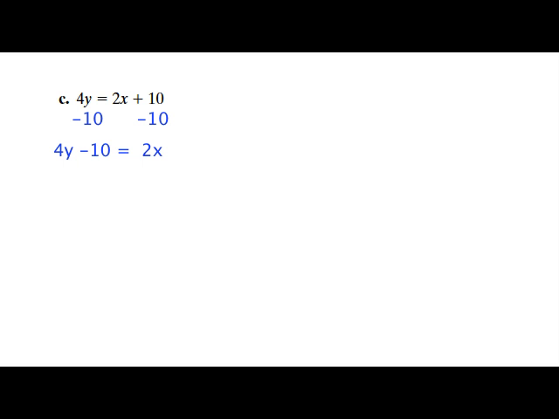Now we're ready to divide both sides by 2. On the right-hand side, the 2's cancel each other out and you're left with x. On the left-hand side, we have to do a little bit of math here. Both 4 and 10 can be divided by 2, so we need to simplify this. 4y divided by 2 is 2y. 10 divided by 2 is 5. So we end up with 2y minus 5 equals x. Pause the video if you need more time to copy down this example.